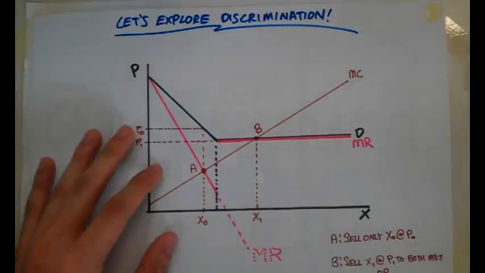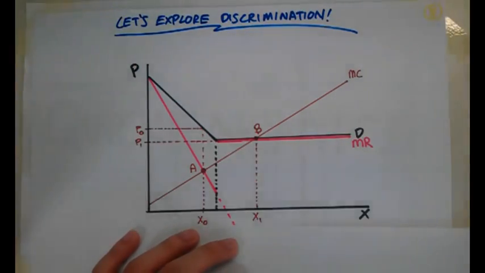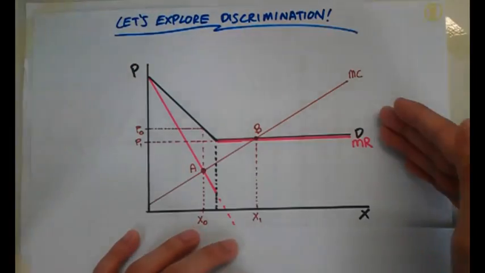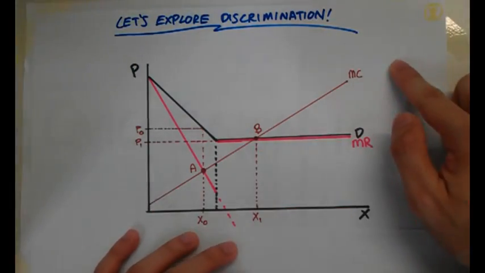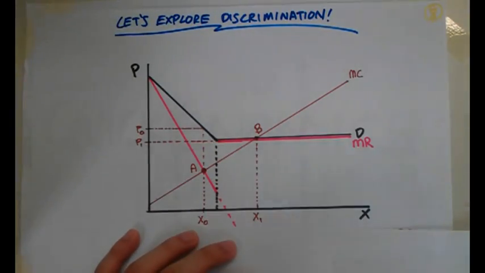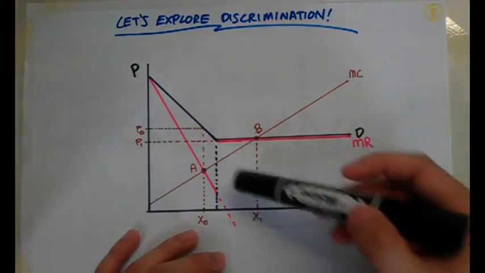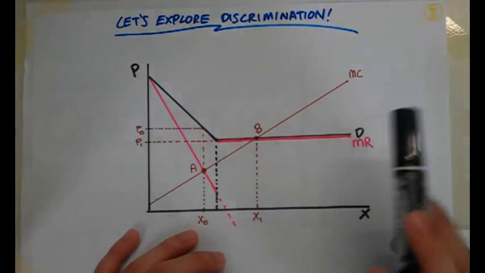Now let's explore price discrimination. What we have here is our new demand curve, and we have our MC. The only confusing part is the MR. Normally, if we have the demand curve going all the way down, we have our MR going all the way down as well. But the thing is that it kinks over here and becomes a horizontal line.